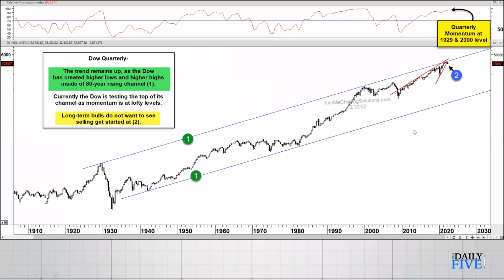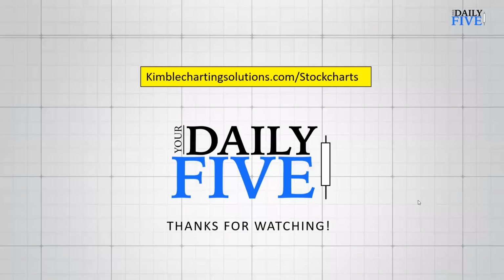And so here's, I'm going to try to finish up on this long-term chart on the Dow quarterly. And this reflects that I like finding the channels by first finding lows to try to find highs. So we took the 1942 low and the 1982 low, and then did a parallel copy paste, and lo and behold, the market hit the top of this channel, as quarterly momentum is one of the most overbought. So this is a place that the bulls do not want to see selling get started.